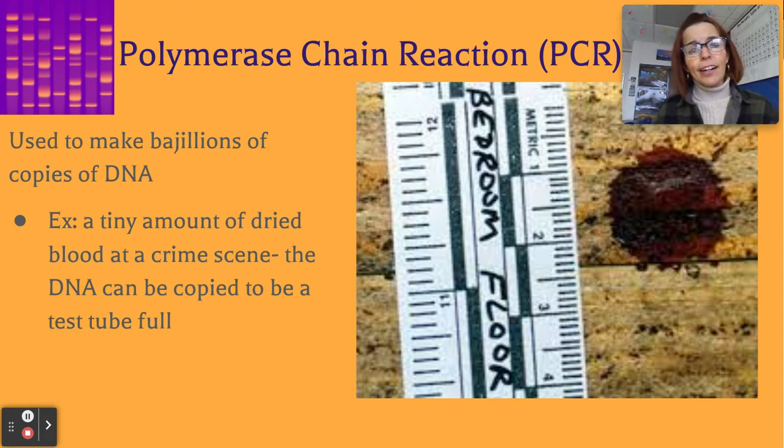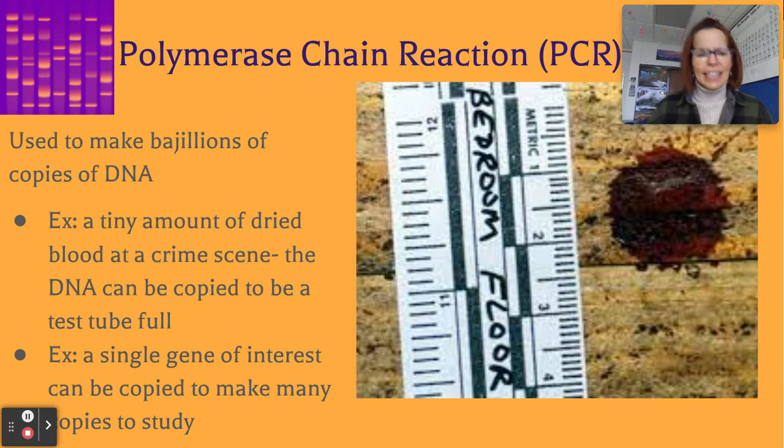So PCR is able to take that tiny amount of DNA and copy it and copy it and copy it until you have billions of copies. And now the forensic scientist has a test tube of that DNA, and they can do some DNA fingerprinting or whatever other things they need to do.